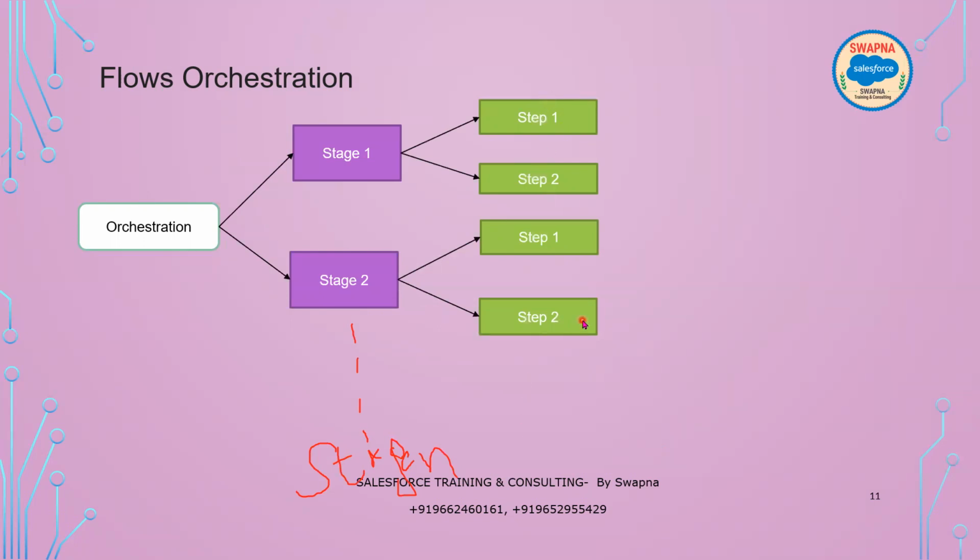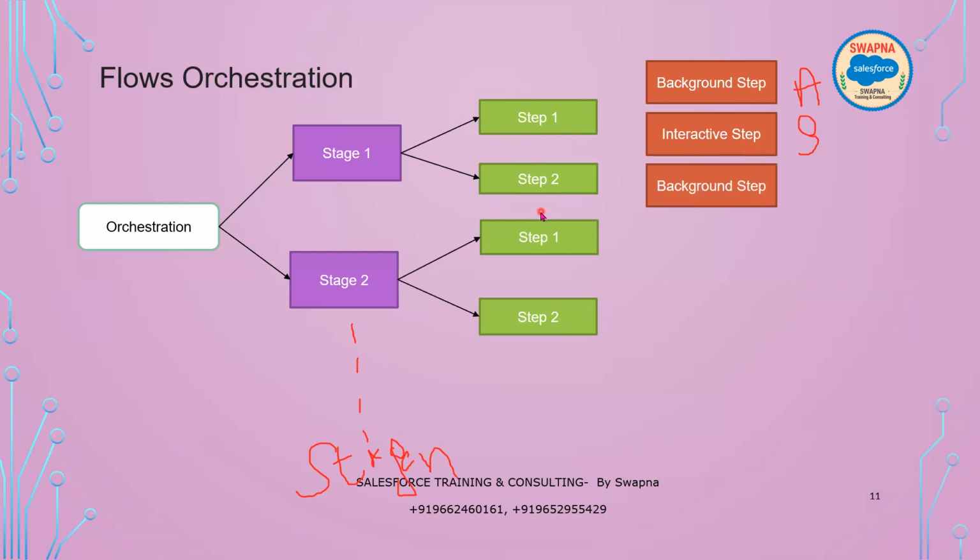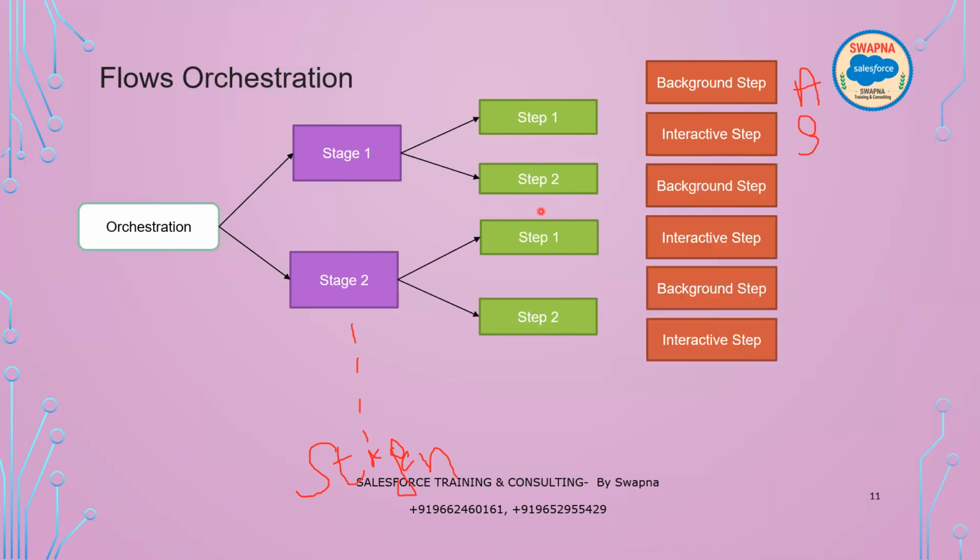Again, each step is divided into a background step and an interactive step. That means an interactive step is nothing but a screen flow. A background step is nothing but an auto launch flow. Every step has a background step and an interactive step, and every step you can implement both. So this is the structure you will see whenever you are creating the flow orchestration.